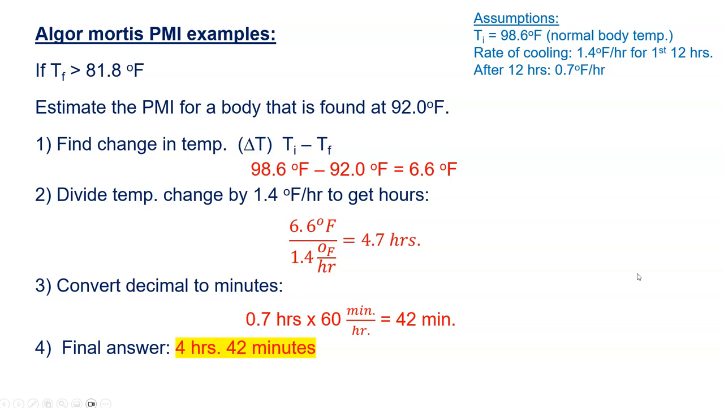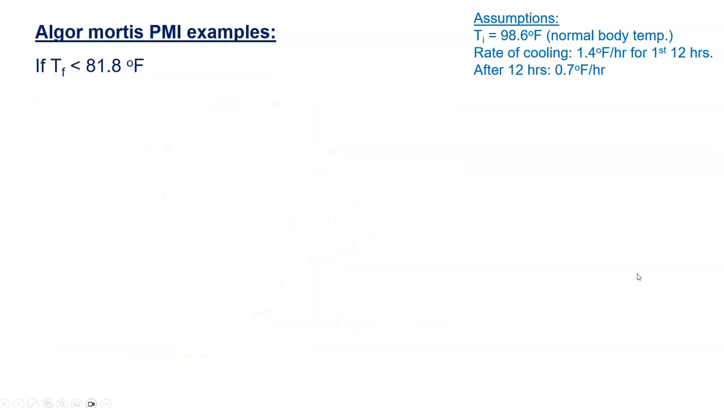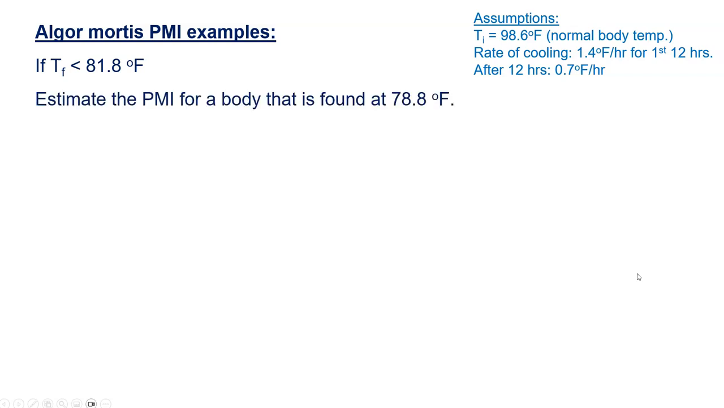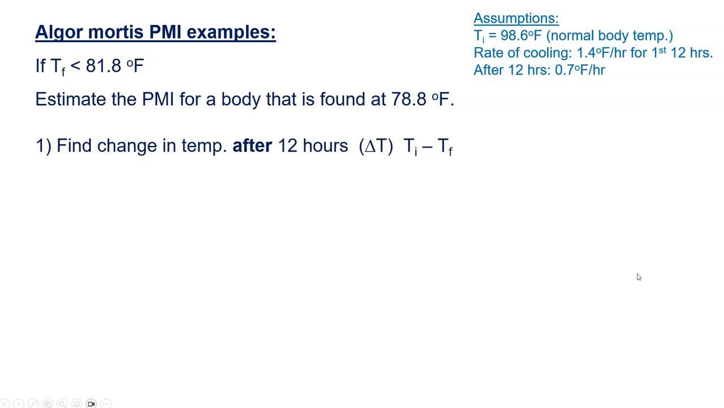Okay. What if it is less than 81.8? What if we find the body at a lower temperature? Let's say 78.8. Well, we know that it's been dead for at least 12 hours because it's below 81.8, right? So we need to figure out how far beyond 12 hours that person has been deceased. So this time we're going to just assume that it's been 12 hours and say, okay, it's going to be 12 plus some more hours after that. Hopefully that makes sense.